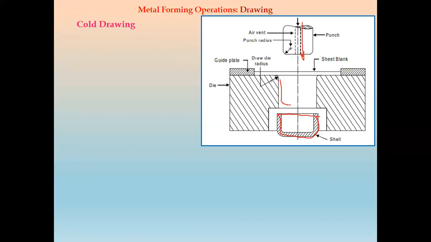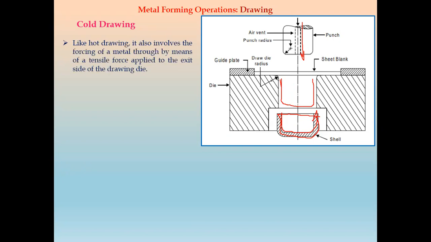a cup-like structure, and that will be removed from this part. That is called a cup. This is the shell part, and this part will form inside the cup-shaped part. That is called the cold drawing operation. Like hot drawing, it also involves forcing of metal through the die, where tensile force is applied to the exit side of the drawing die, and we will have this cup-shaped product.